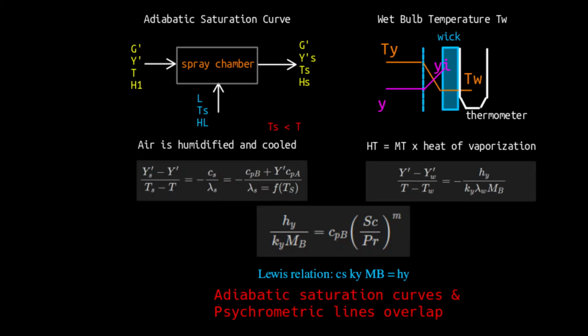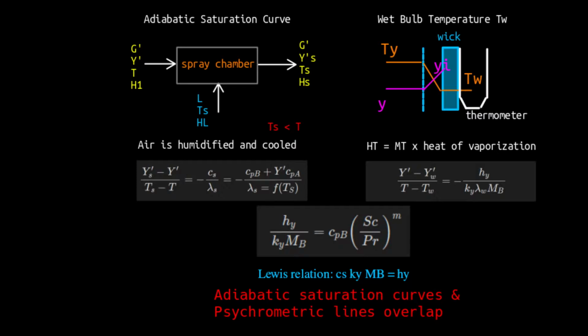Heat transfer is given as the coefficient Hy times the temperature difference, T minus Tw. The rate of mass transfer is given by molecular weight Ma times flux in terms of mole fraction. For a stationary gas, the flux Na is given as the product of a proportionality coefficient and the mole fractions. Further, we can approximate the mole fraction in terms of absolute humidity as Mb into Y dash. So using these relations, we get the equation of the psychrometric line as Y dash minus Y dash W by T minus Tw is equal to minus Hy by Ky lambda W Mb.